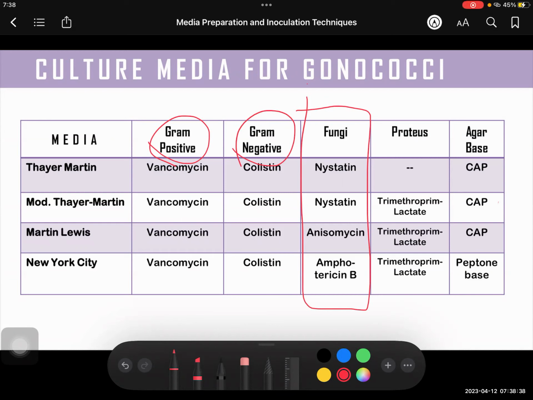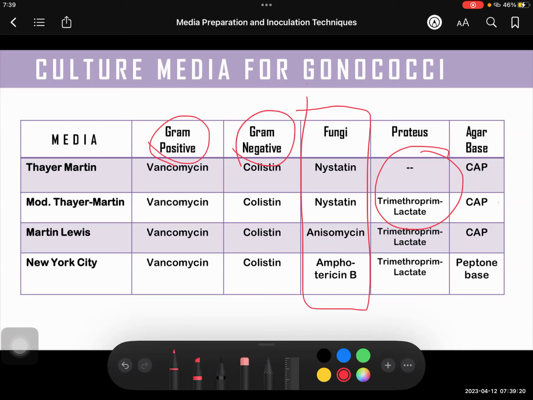Thayer Martin uses nystatin. Similarly, with modified Thayer Martin, their difference is Proteus. So why does it specifically prevent the growth of Proteus? Because of the swarming phenomenon, right? That can inhibit the growth of the other organisms. To prevent the swarming and the growth of Proteus, they add antibiotics specifically against Proteus species. So for Thayer Martin, originally, there is no anti-Proteus agent, but the modified one contains trimethoprim lactate.